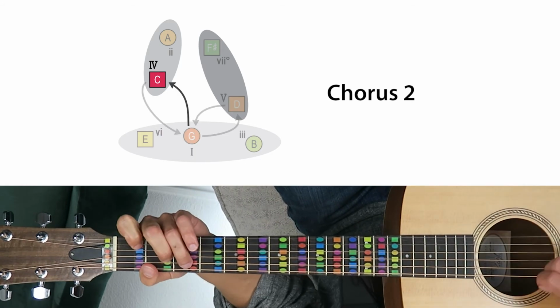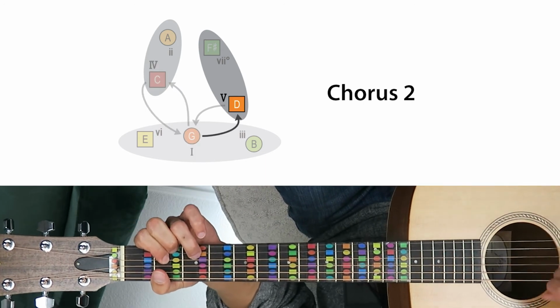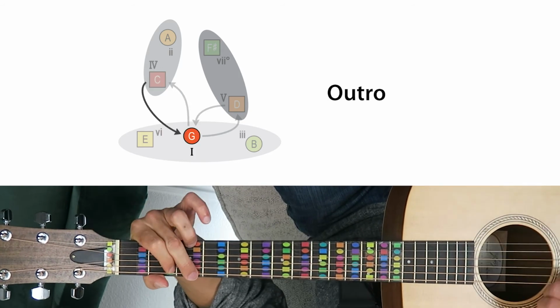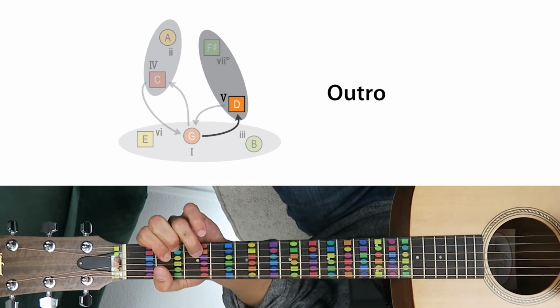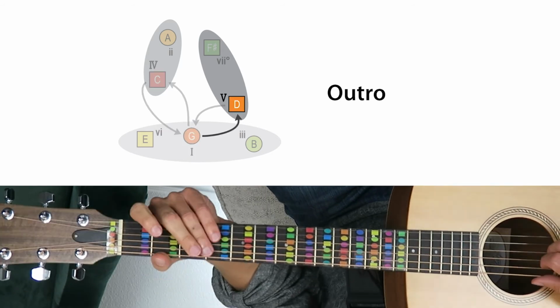Stability, change, stability, tension, and then you just keep repeating that same chord progression. Tension, stability, change, stability, tension, and then the song fades out.